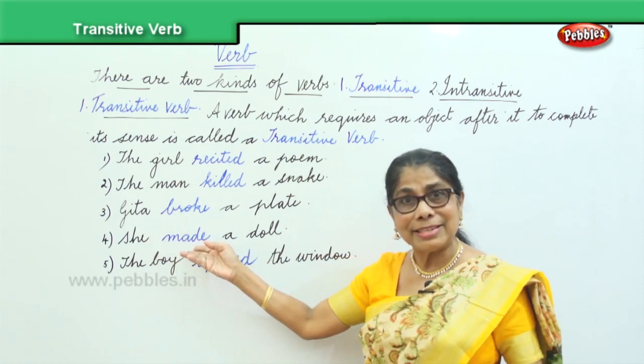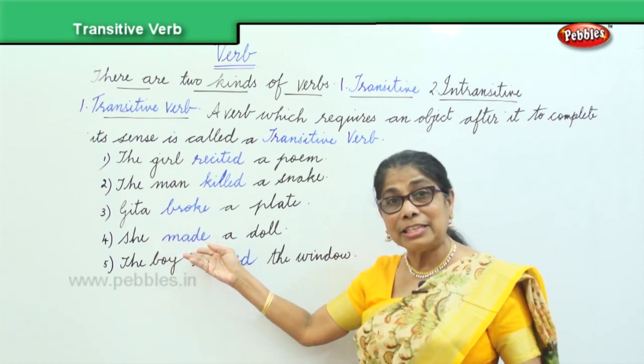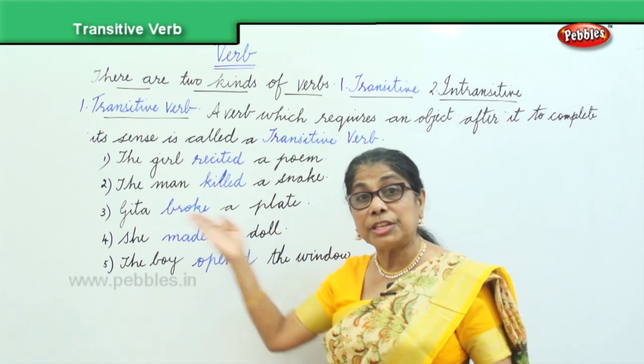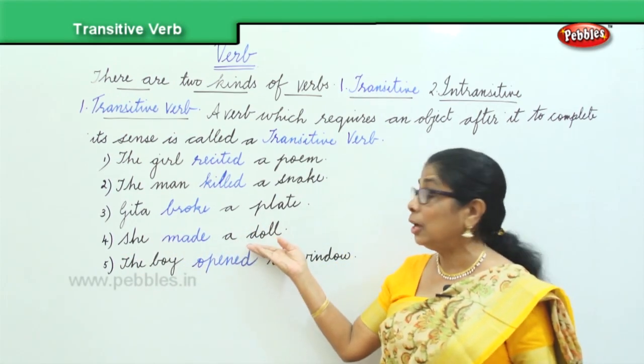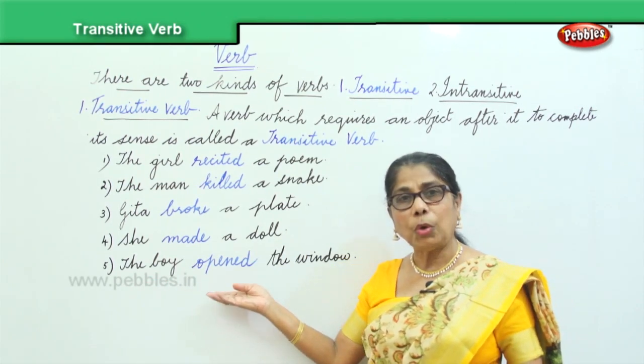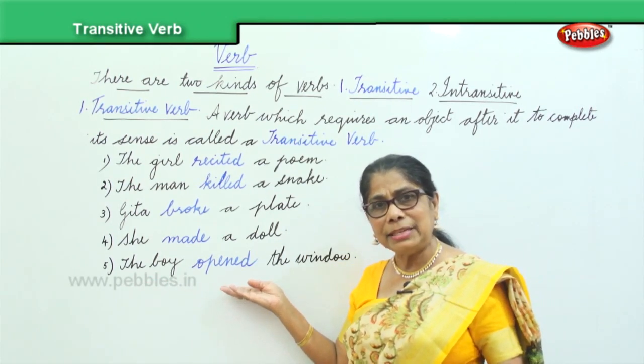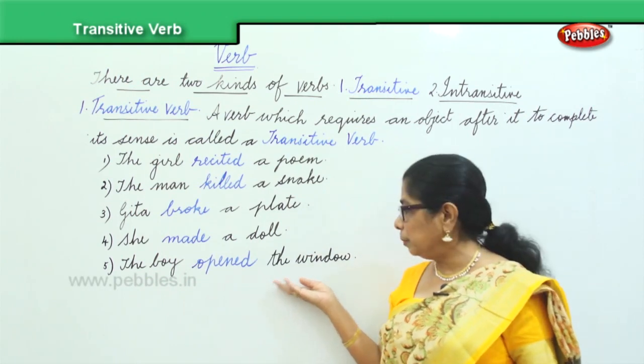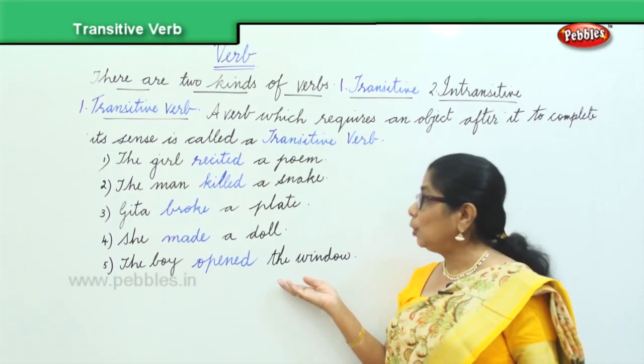She made. She made something. To complete the transitive verb, we need an object here. Passing on. What is that? Doll. The boy opened. Opened is the transitive verb, but it needs an object to complete. The object is the window. What did he open? He opened the window.